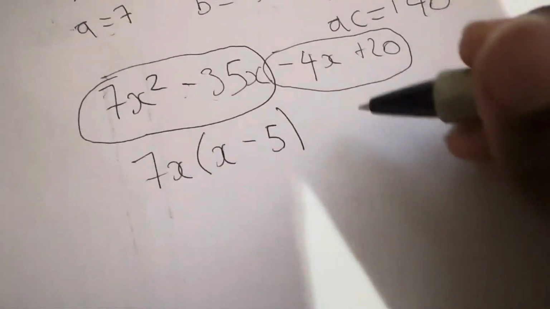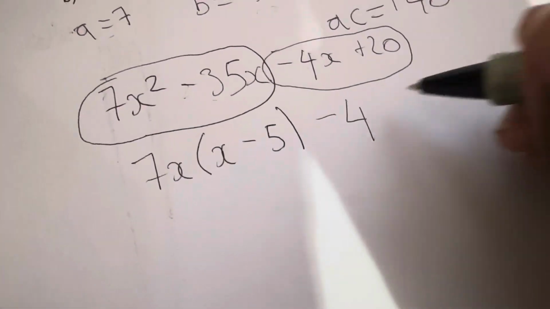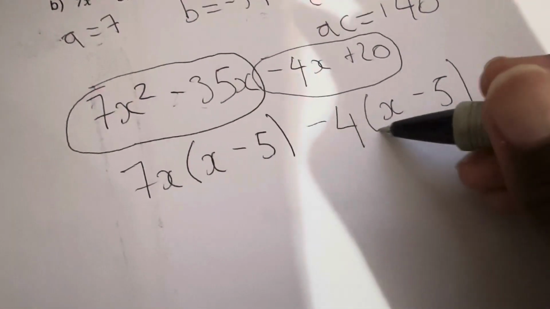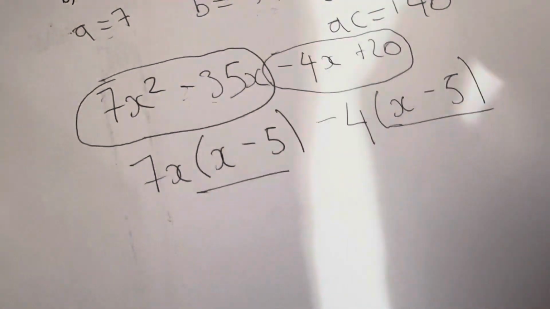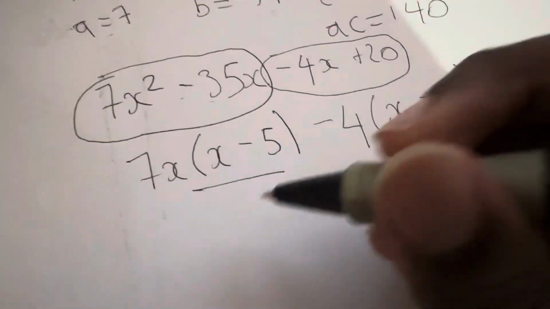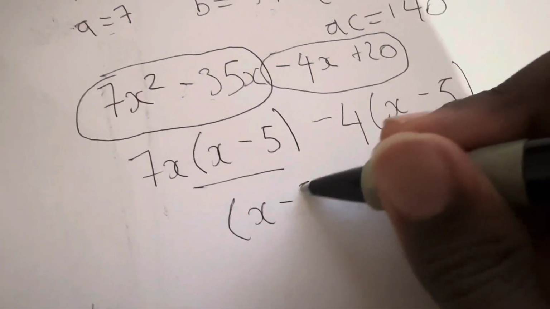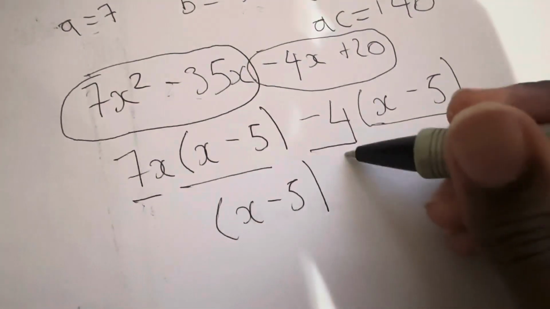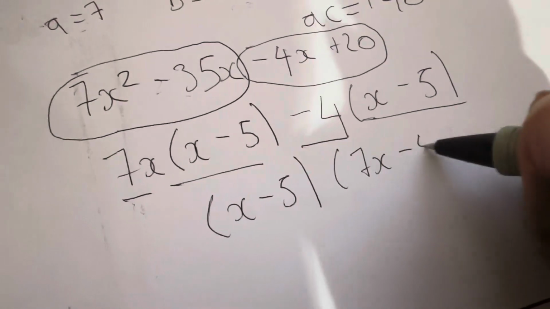And then this one is going to be basically the same. These two brackets here are the same, so we've probably done it correctly. One of the brackets will just be x minus 5, and then we underline these two here. The next bracket will just be 7x minus 4.